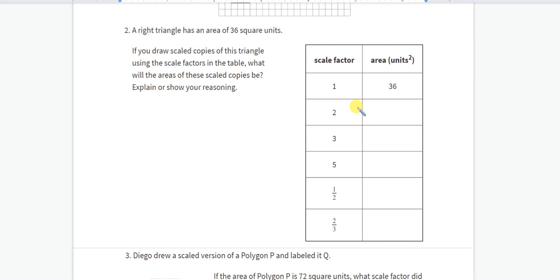Mr. Catlin back here with 1.6 homework problems. We're looking at number 2 here, and we've got a right triangle.